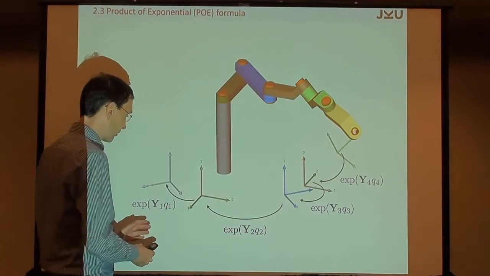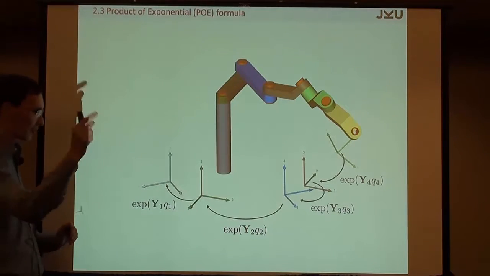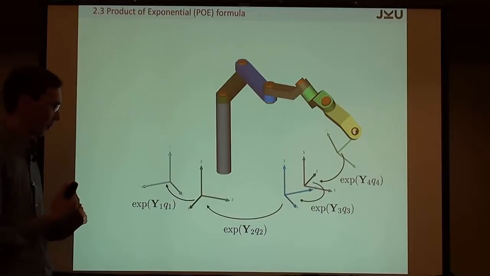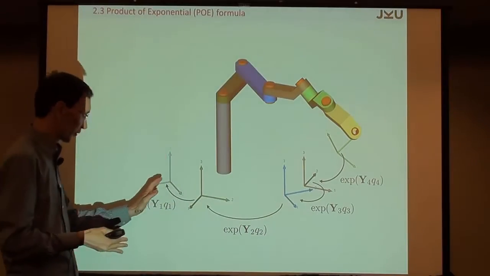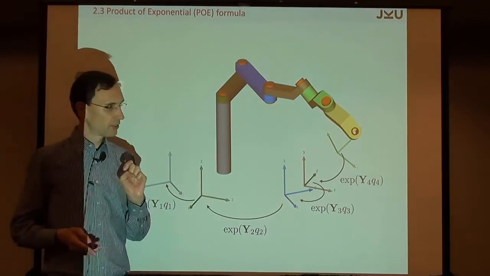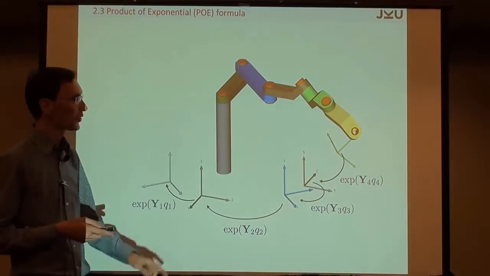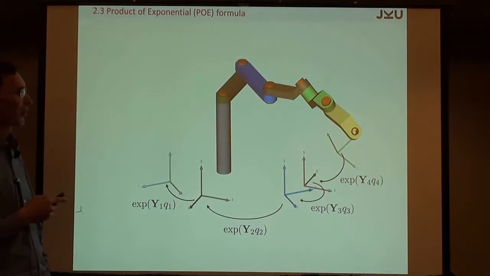And this is why we can always use the space-fixed frame to express the screw coordinates. And that's the important thing, because you don't need to introduce lots of frames. You have only one frame. But now there is a problem, because actually I'm not interested in the motion of that green frame. I'm interested in the motion of the end frame, for example. So there's something missing.